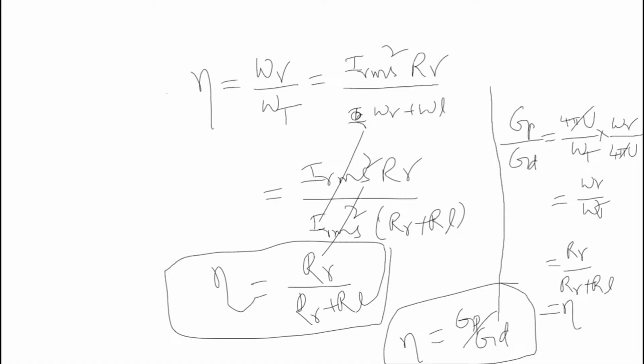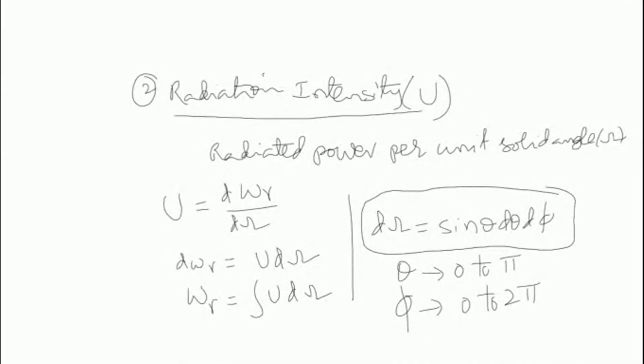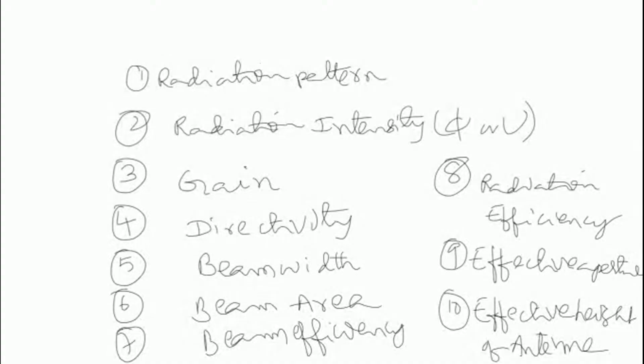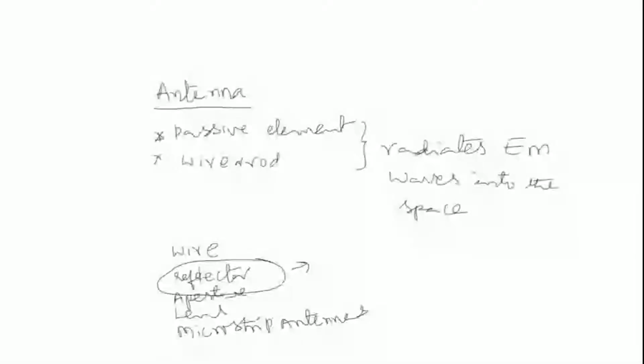What parameters have we discussed in the antennas? First we started our lecture with the definition of the antenna. Basically, an antenna is a passive element, which is nothing but wire or rod, which is used to radiate electromagnetic waves into the space. Types of antennas: we have wire antennas, reflector antennas, aperture antennas, lens antennas, microstrip antennas. We can find reflector antennas in our homes in the form of DTH, Tata Sky. Microstrip antennas are widely used in mobile phones.